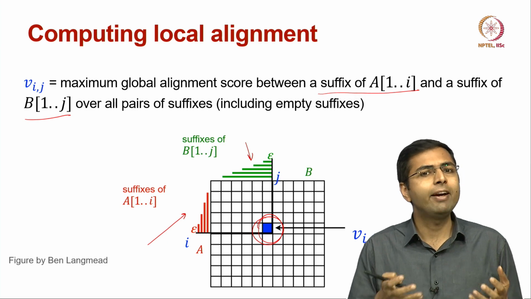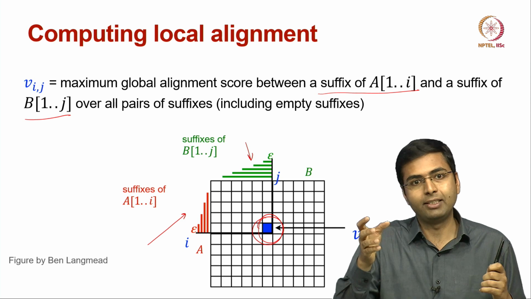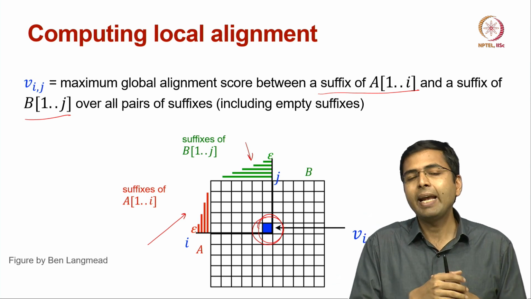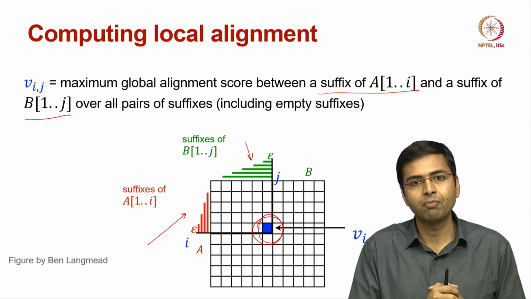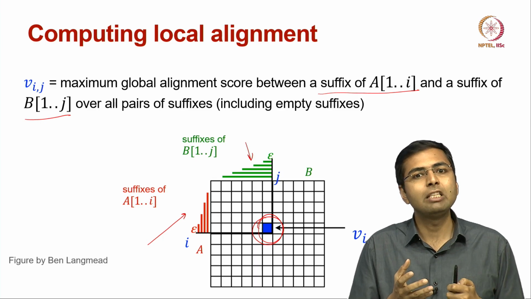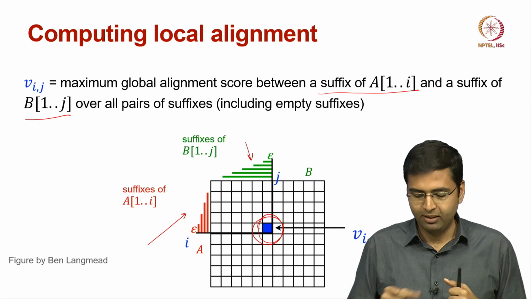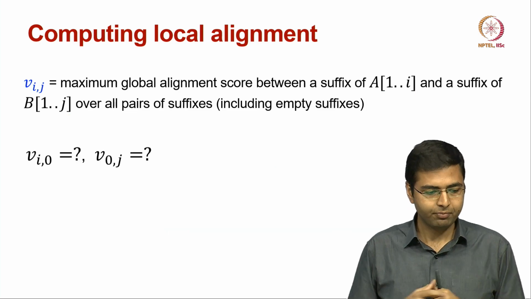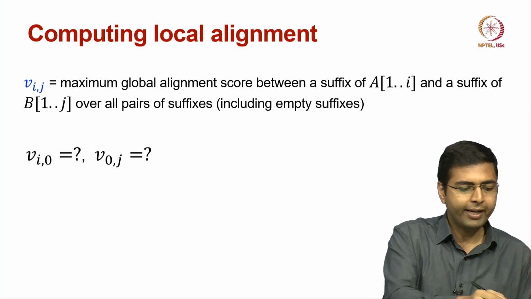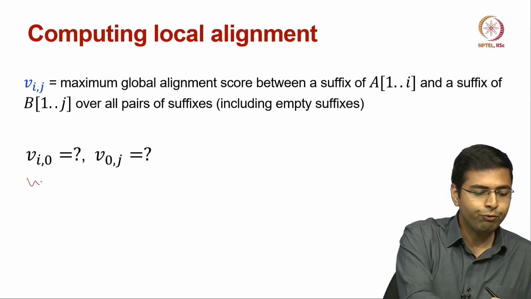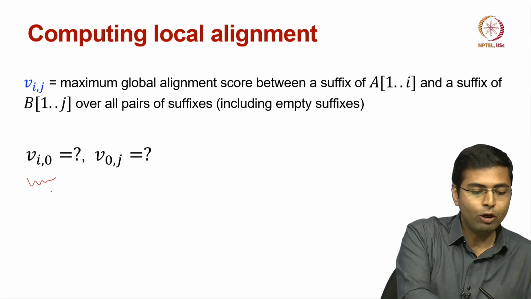Now, a naive way to compute v_ij would be to iterate over all pairs of suffixes, but then we are going back to our bad algorithm, which will take too much time. So, can we compute these v_ij values more smartly? Well, yes, there is a way. Let us start by asking simpler questions. What would be the value of v_i,0?